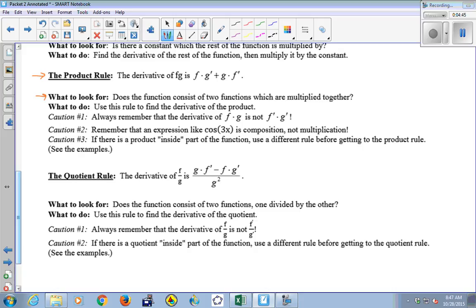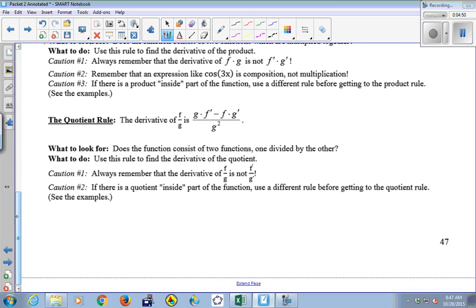And then we've got the quotient rule. When you're dividing 2 functions, do the quotient rule. Remember that the derivative of f over g is not f prime over g prime. It's this whole formula. And if the quotient is in the inside part, you're going to have to use another rule first.